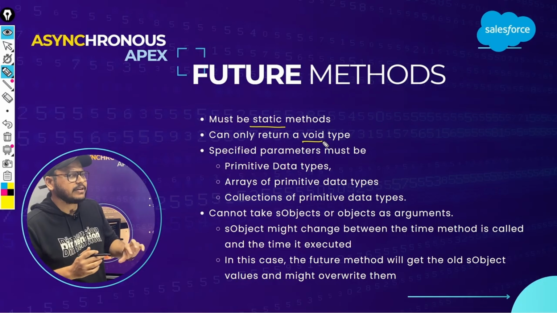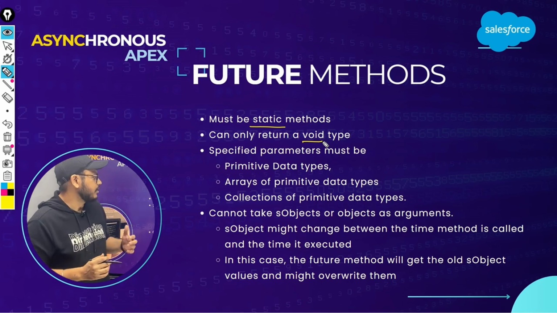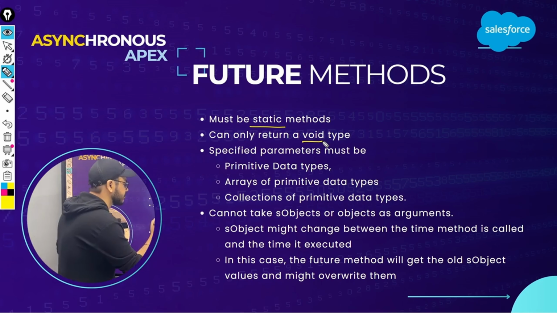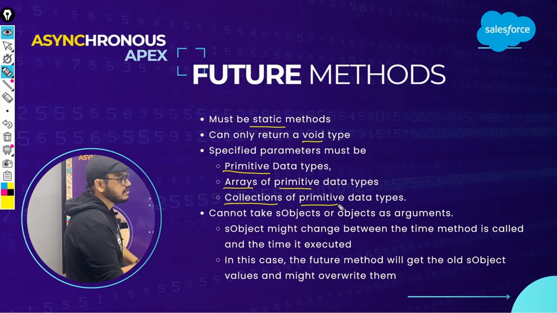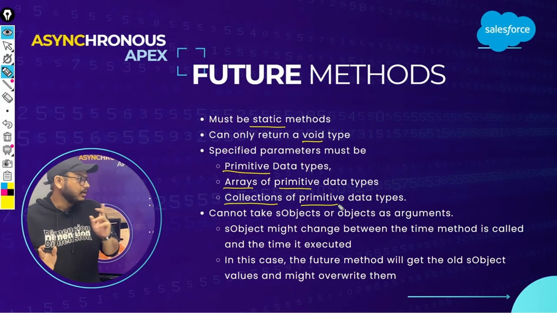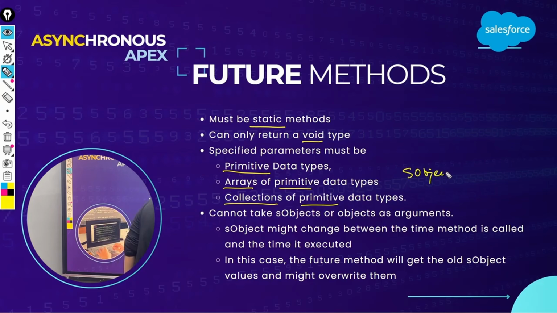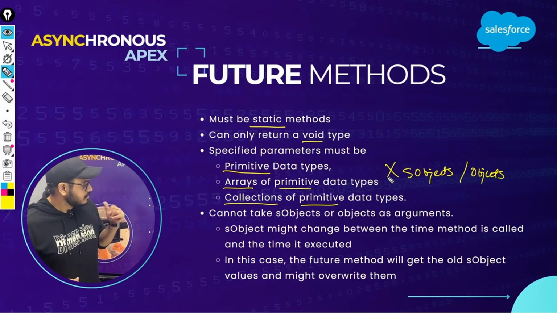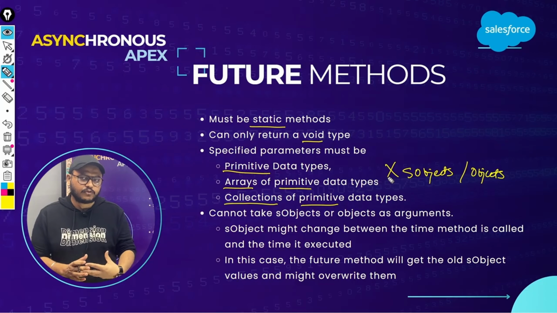The specified parameters, in case in the method, if you're defining parameters, those parameters can only be primitives. Those can be primitives, arrays of primitives, or list of primitives, collections of primitives. These are permitted. Now, what is not permitted? SObjects are not permitted as parameters. You cannot specify an SObject or a collection of SObjects as a parameter for future method.